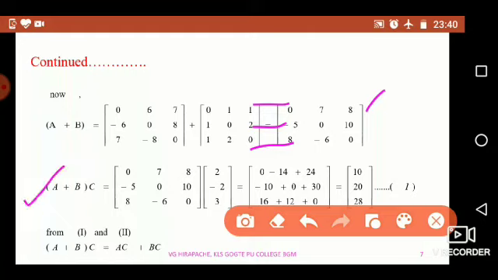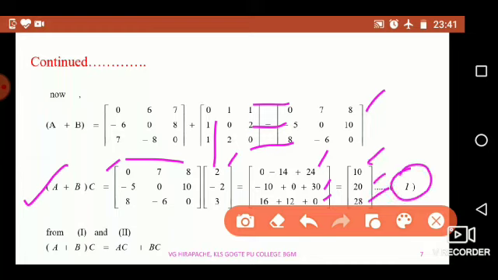Finally, dear students, let me find out what is A plus B into C. Now A plus B is a matrix and C is another matrix called a column matrix. We multiply the first row with the first column. Then we have the first row, second row, third row. Therefore their elements are 10, 20 and 28.